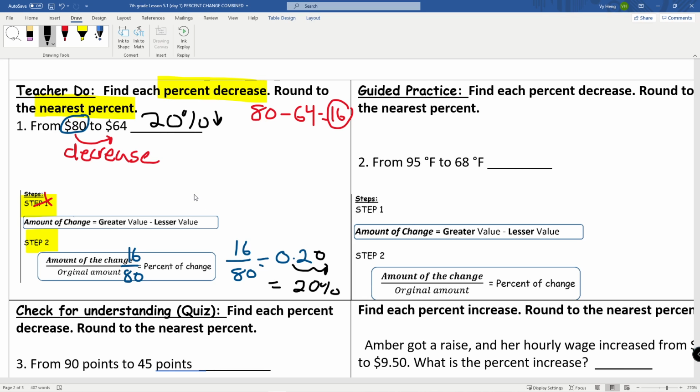That's all you have to do for the rest of the problems. There's nothing new here. It's exactly the same as we did.